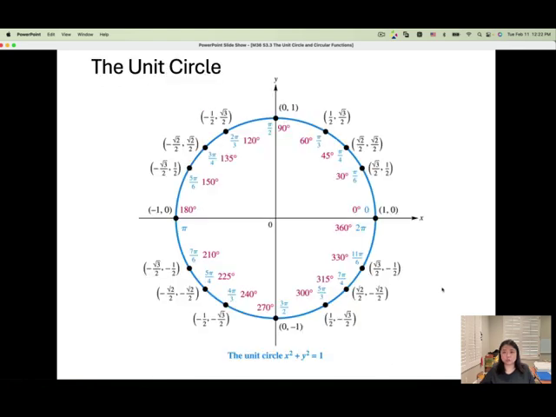The unit circle. We talked about this unit circle in the previous session, right? I need you guys to remember all the degrees in radians, and also each point here. Pretty much if you remember the special triangles, the 30-60-90 and the 45-45-90, you should remember all these coordinates.